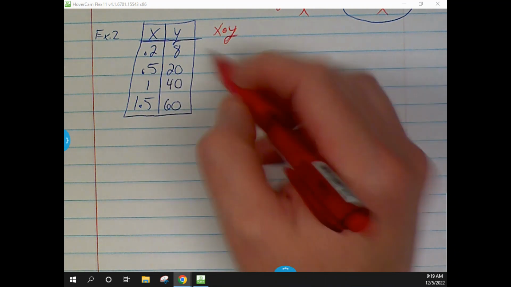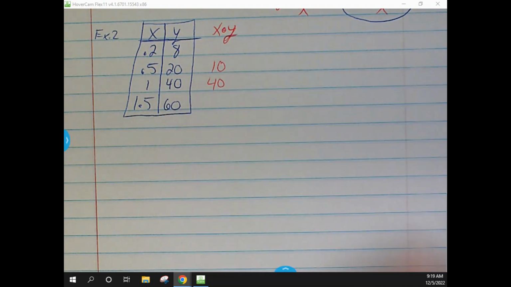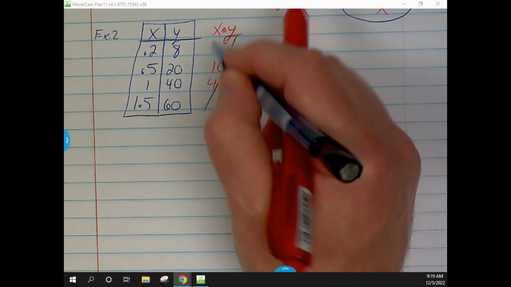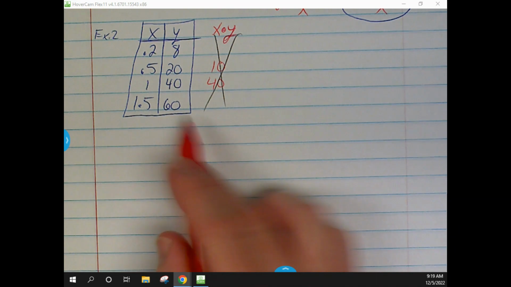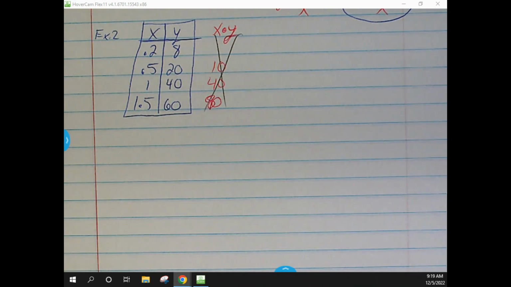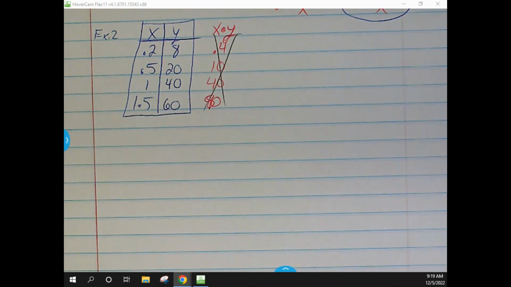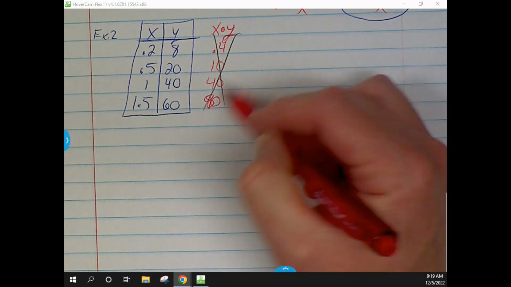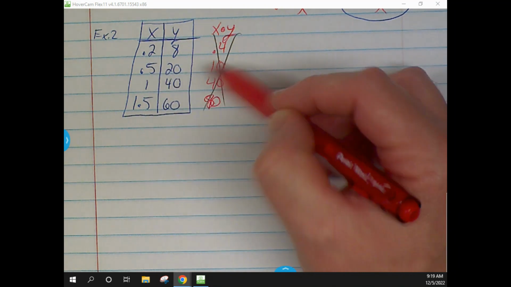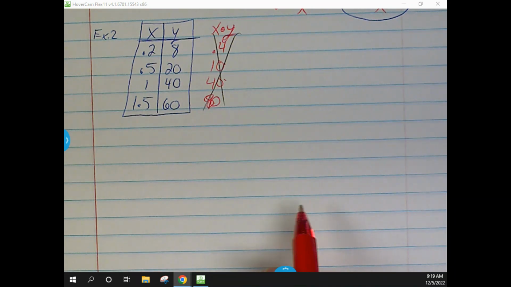Now, obviously, I think you can tell on this one. If you do half of 20, that's 10. If you do 1 times 40, that is 40. If you get two different numbers, that means it's not going to work. If you did 1.5 times 60, that would be 90. If we do 0.2 times 8, that's 0.4. For it to be the same, all the k values have to be the same, and if there are two that are different, you don't have to check the other numbers. If that's 10 and 40, there's no way it can be x times y.